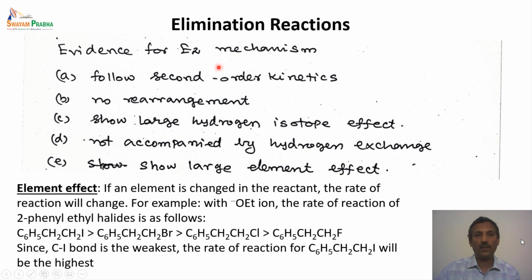Let us look at what the evidences for the E2 mechanism are. One is that it follows second order kinetics, and there is no rearrangement seen. If you look back at the SN1 and SN2 mechanisms, the SN2 mechanism also does not involve rearrangement, because that is also a concerted single step mechanism. The same way, elimination 2 is also a single step concerted mechanism. There is no rearrangement involved. But these show a large hydrogen isotope effect. We will just look at what these factors are.